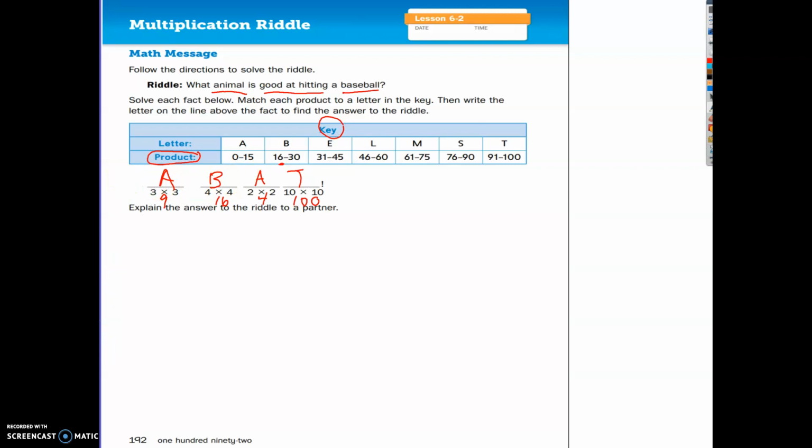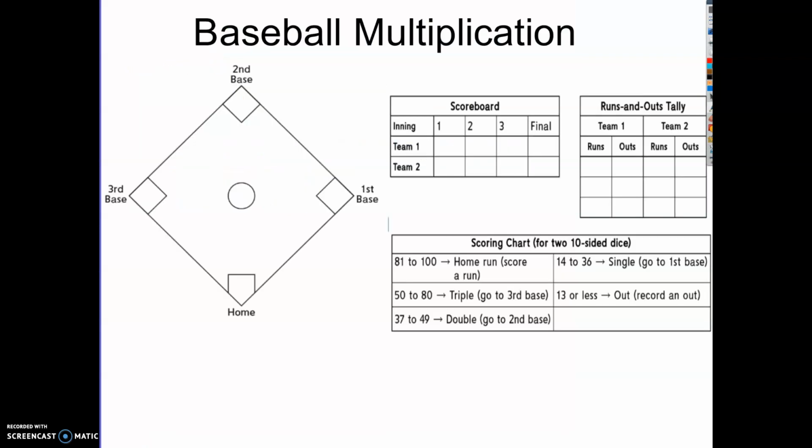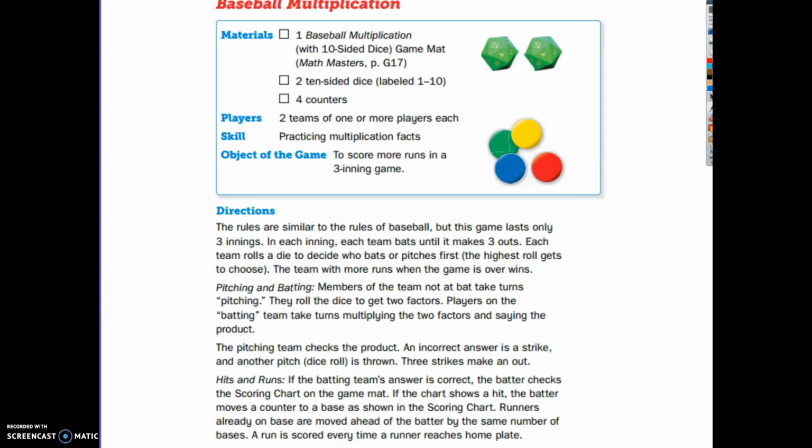Speaking of bats, we're going to play a game called baseball multiplication. You should have a paper that looks like this in the materials that were sent home. But I'm going to go to the directions to play baseball multiplication. What do you need? A baseball multiplication sheet. That's this right here. You're going to need 2 10-sided dice. Well, guess what? You don't have 2 10-sided dice.